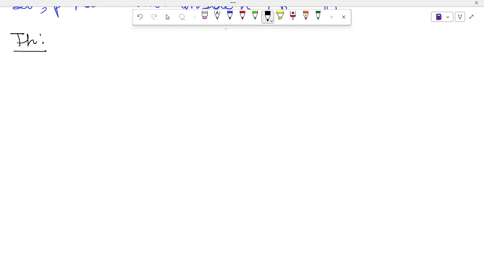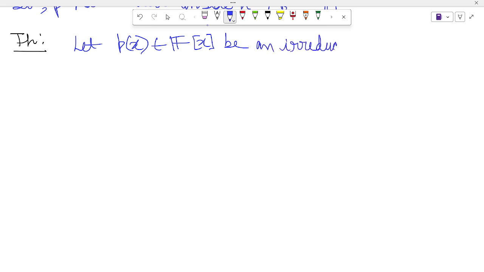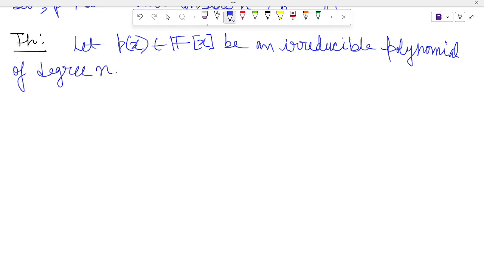Next theorem. So now you are familiar with the notations, and moreover relaxed over it, so I can continue. Let p(x) belong to F[x] be an irreducible polynomial of degree n. So that might have a finite degree, okay?